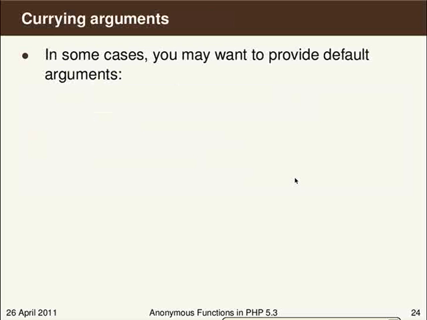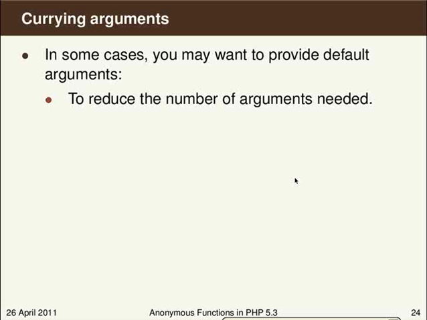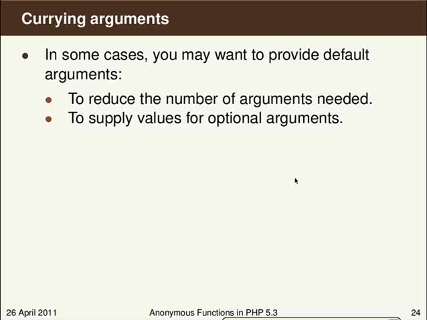Now, currying is a fun thing, and a lot of people are going, well, what does Indian food have to do with any of this? And it has nothing to do with it. But in many cases within your anonymous functions, you may want to provide some default arguments. So it might be to reduce the number of arguments needed, so you may know what the other arguments need to be. You might want to supply values for optional arguments.